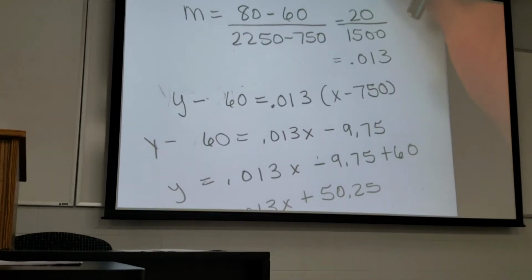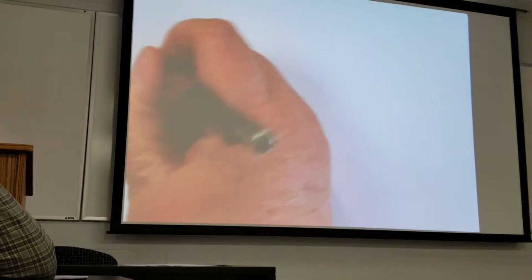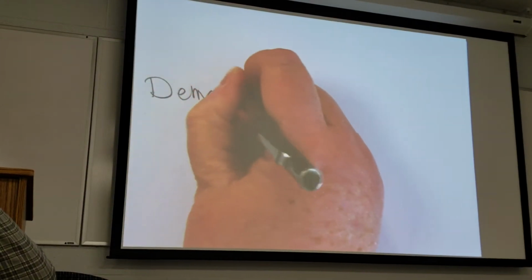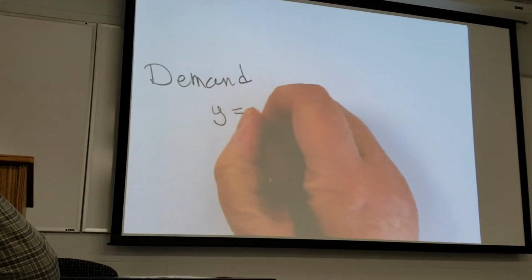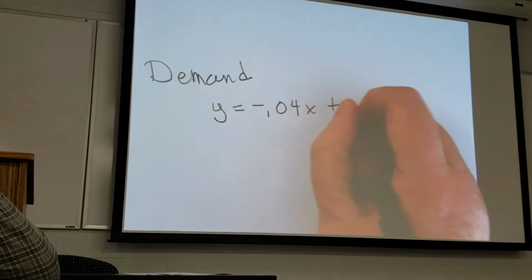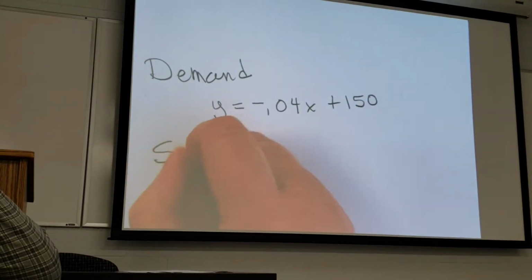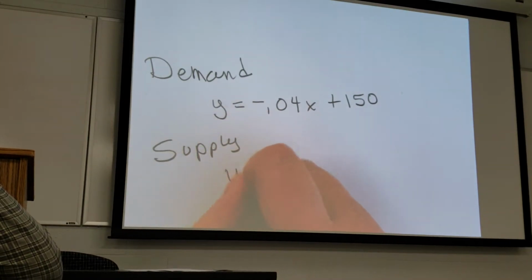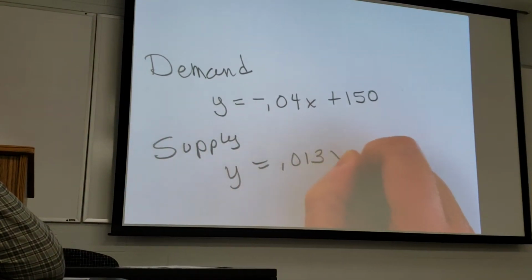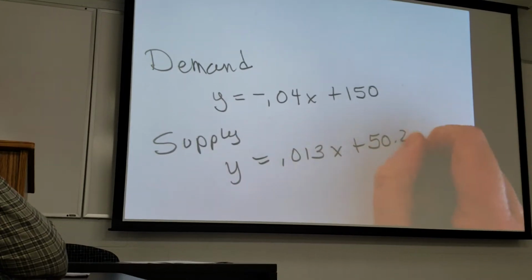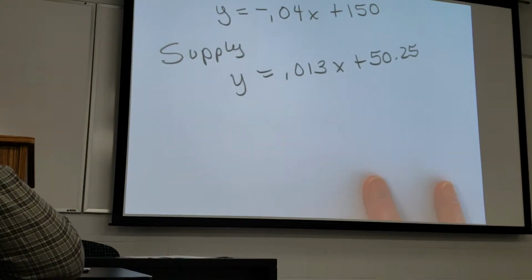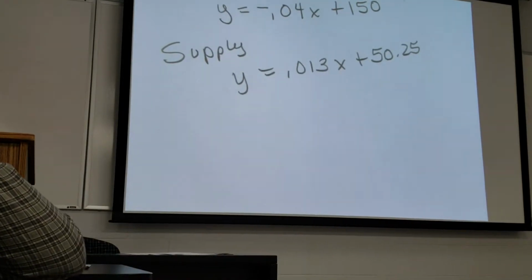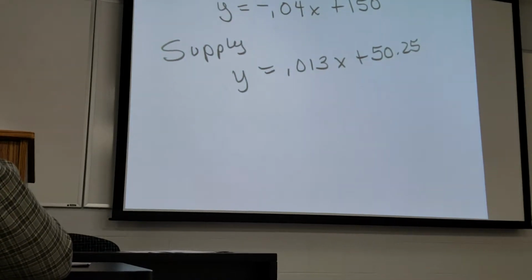I'm gonna write down the two equations, my demand and my supply. Probably not gonna be a nice answer. Where's my demand? Y is equal to negative 0.04x plus 150. Supply, y is equal to 0.013x plus $50.25. What is that as a fraction? 20 divided by 1,500.